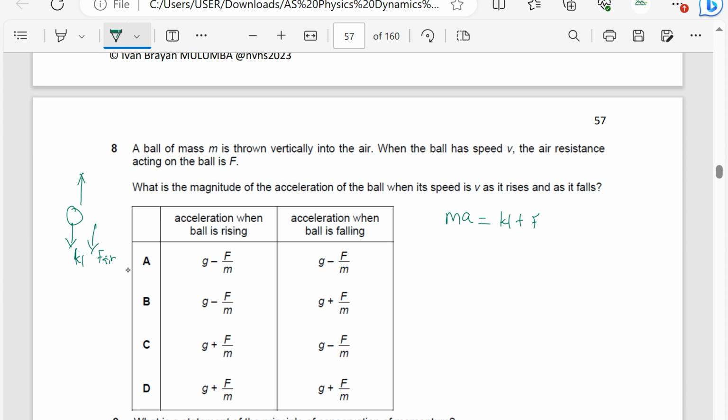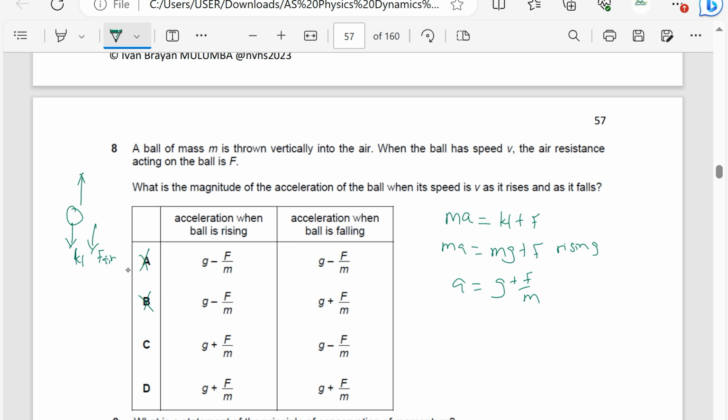It is downwards. So this is when it is rising. So it means ma is equal to the weight, which is mg, plus F. It is rising upwards. So the acceleration, if I divide by m, is going to be g plus F over m. So when it is rising, the acceleration is g plus F over m. So I ignore a, I ignore b, I have c and d.